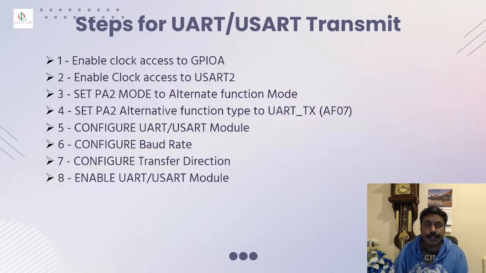And the second step is to enable clock access to your USART for data transmission. So again, you need to go to that register and see which bus it's communicating with, and you have to enable that bus. And then the third step is to set the port, whichever port you are using, to alternate function mode.